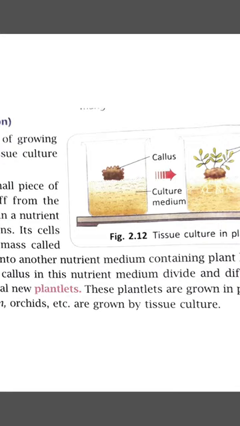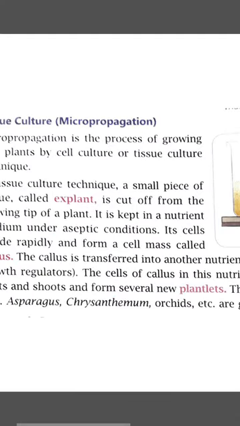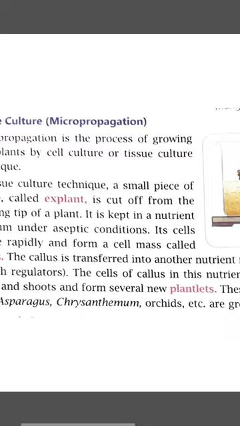Many ornamental plants are grown by this technique, which is used in horticulture and even in agriculture also. Many banana trees are grown by this method. The plants which have no seeds are grown by this method. Vines are grown by these methods. Okay, grapes are grown by these methods. That means plants which have no seed can grow normally by this method, or if they have seed and you want to grow them in a short period of time, you can adopt tissue culture. Okay, you can see the figure.